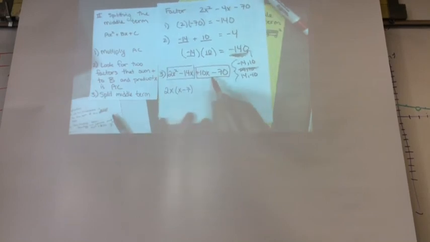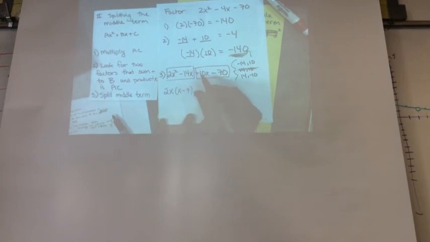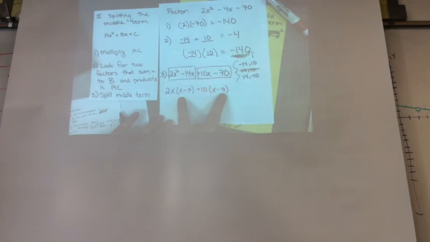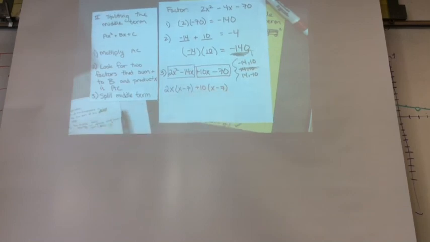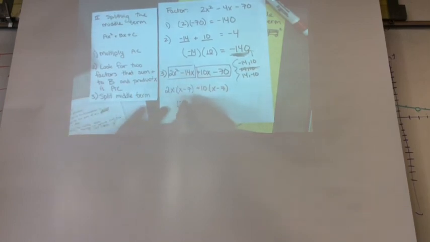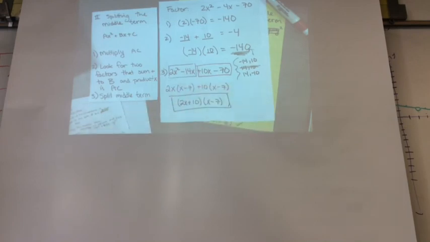What can I pull out on the other one? On the red box, it looks like I can pull out a 10. 10 goes into 10 and 10 goes into 70. So I'll pull out just a 10. And it looks like I have x minus 7 again, which is good. If these two don't match, it means we're doing something incorrect and we need to go back and re-examine our last step. Let's combine this together. This gives us 2x plus 10 times x minus 7. And this is our final answer. That is our factored form.